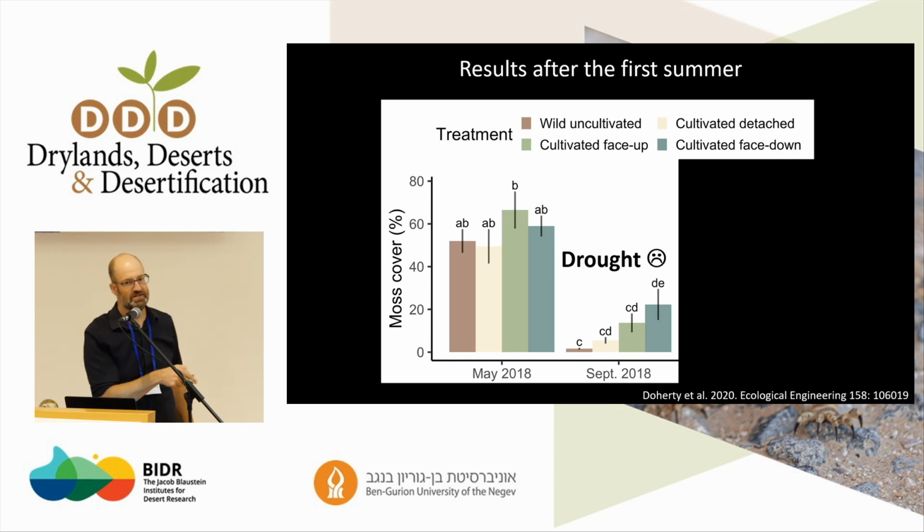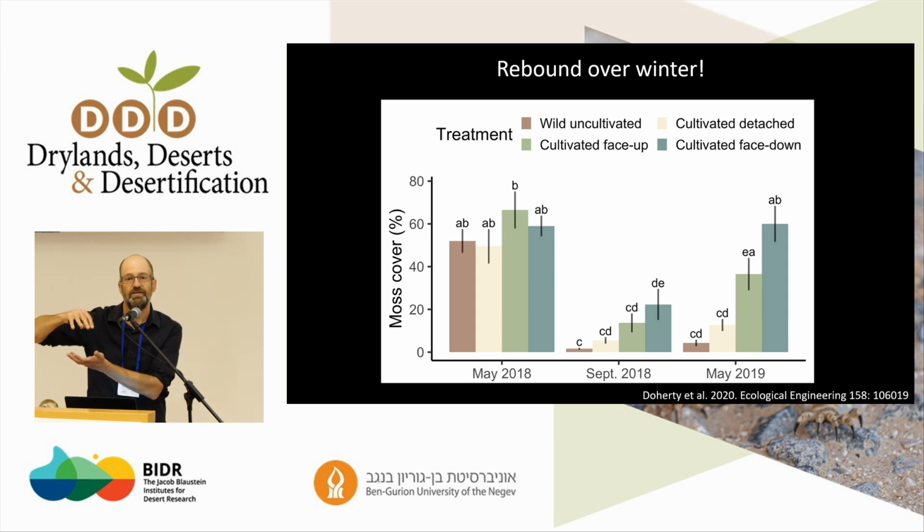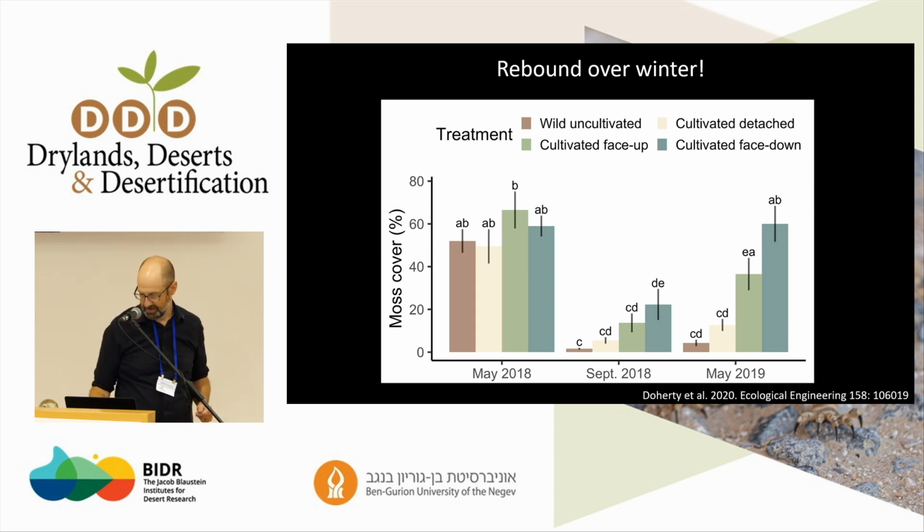Then going into our first pretty severe summer drought, we saw a massive drop-off, dieback. And it does seem to be that some treatments are doing better than others. But that's just kind of a window into the future, because after the next winter growing season, the next spring, we saw a really strong rebound. And in particular, it was these ones that are cultivated on cloth, and especially the cloth with the moss underneath it that established really well.